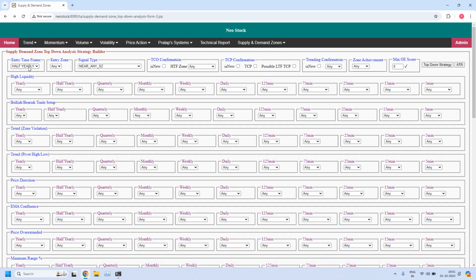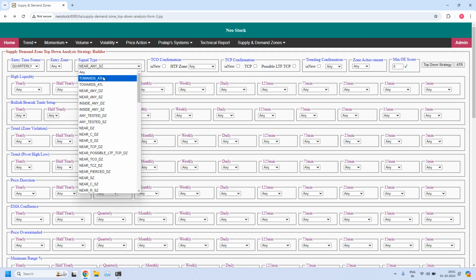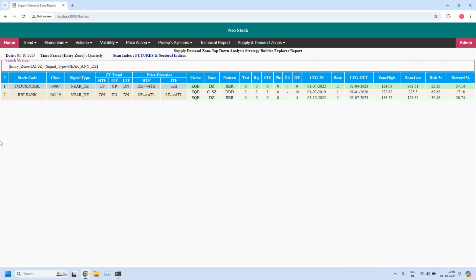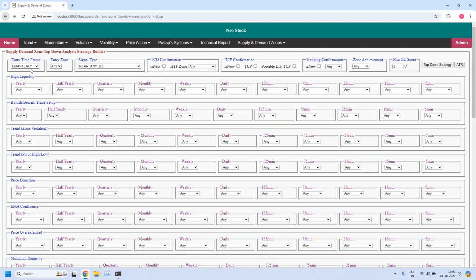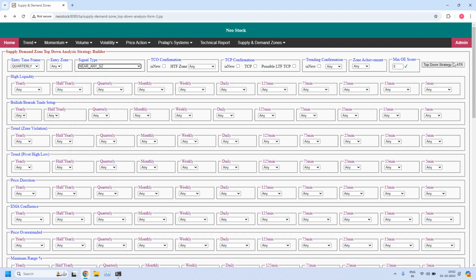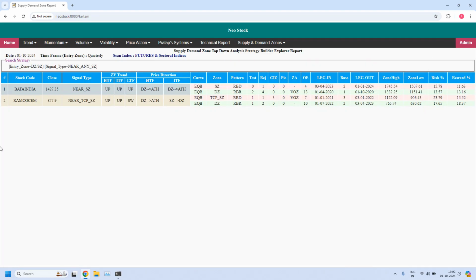Next time frame is quarterly. Let us find the stocks near quarterly demand zone. Two stocks are filtered near to the quarterly demand zone. Next, for quarterly time frame, let us find the stocks near quarterly supply zone. Two stocks are filtered near to the quarterly supply zone.